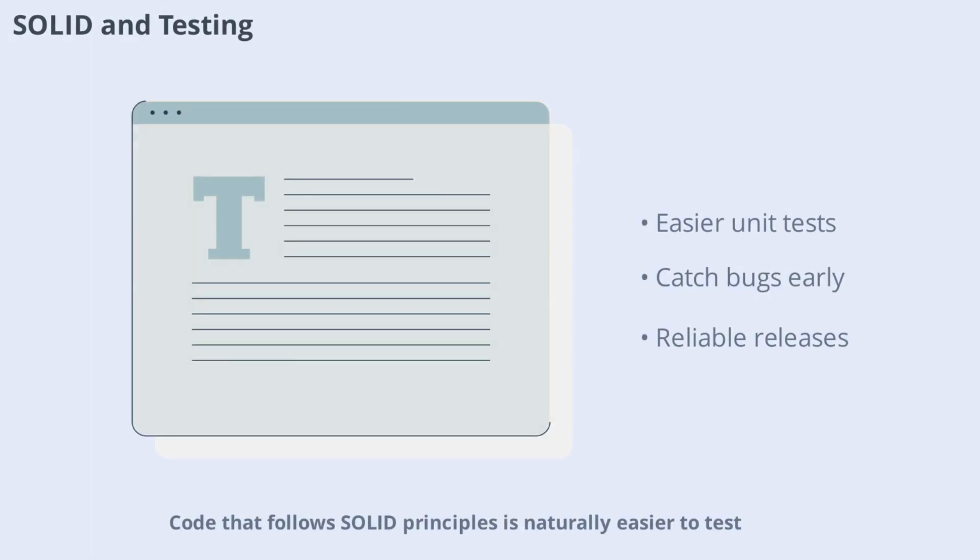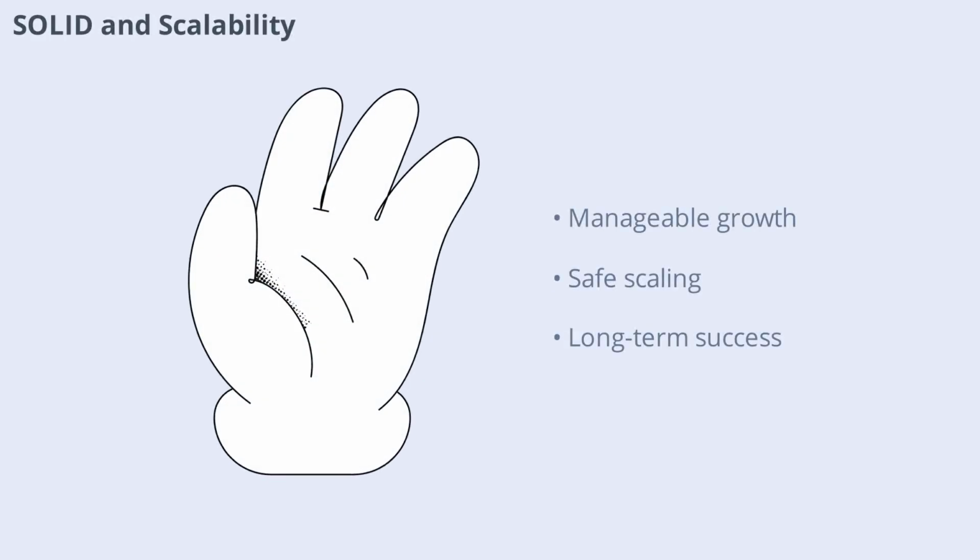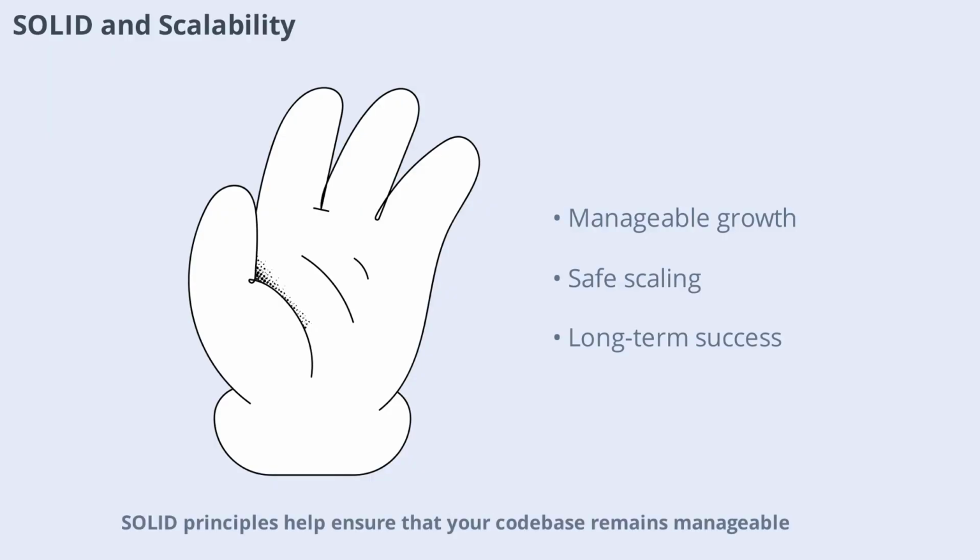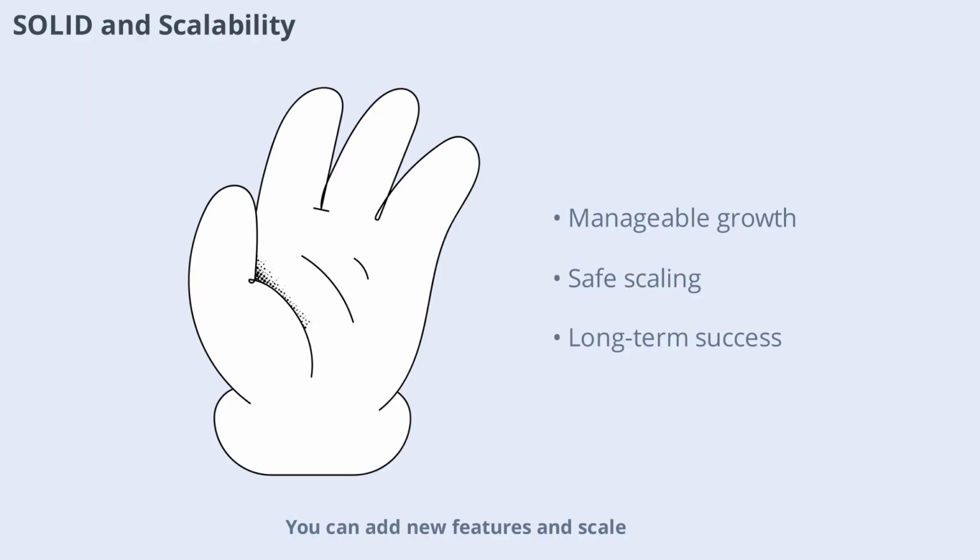Code that follows SOLID principles is naturally easier to test. With responsibilities separated and dependencies abstracted, you can write focused unit tests and catch bugs early. This leads to higher quality software and more reliable releases. As your application grows, SOLID principles help ensure that your codebase remains manageable. You can add new features and scale your system without fear of breaking existing functionality. This is crucial for long-term project success.